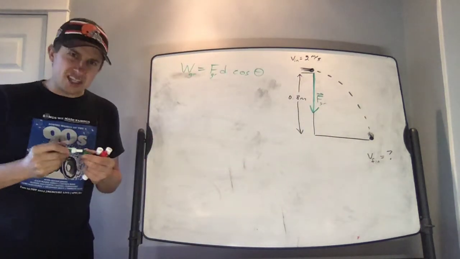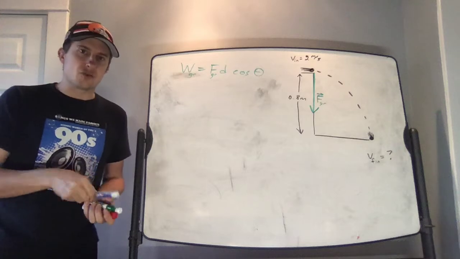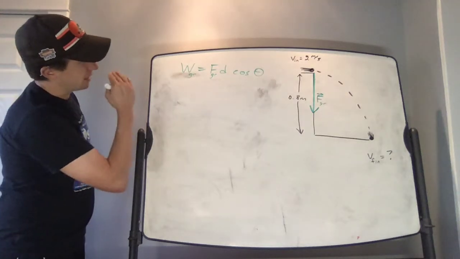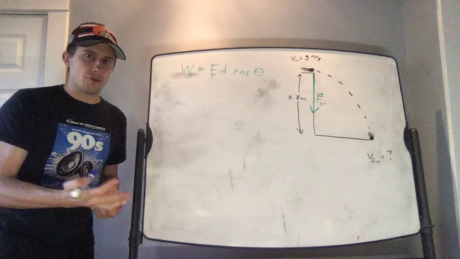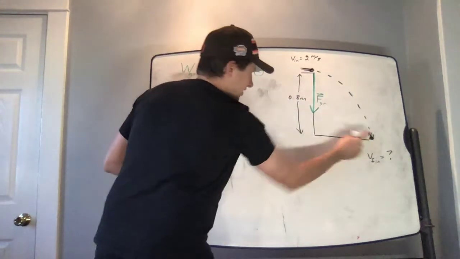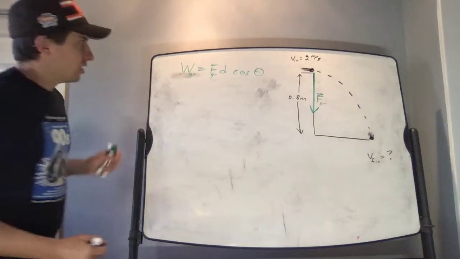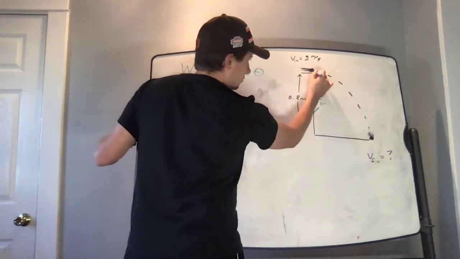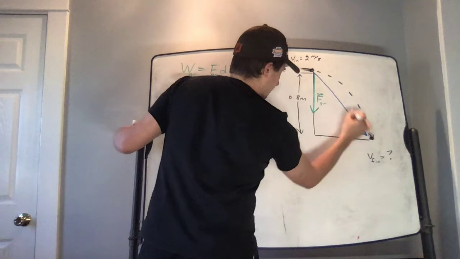Now, the displacement of the ball is a vector that in this diagram points down and to the right. Here's the initial position of the ball. Here is the final position of the ball. So the displacement vector looks something like this.